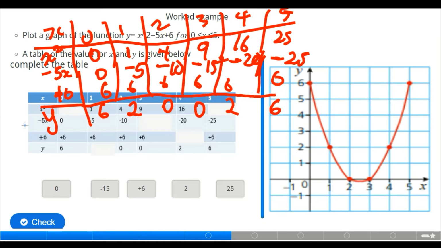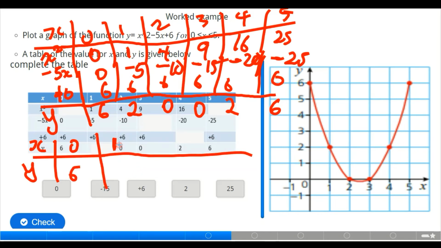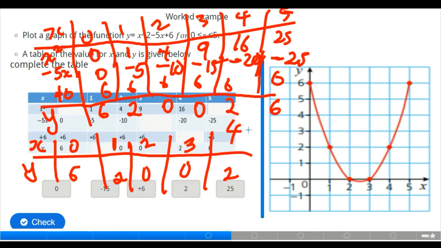So for this table now, we have a value of y and x. So y and x. So when x is 0, look at this graph, y is 6, so we have it plotted. When x is 1, what is y? Y is 2. So when x is 2, y is 0. When x is 3, y is 0. When x is 4, y is 2. And when x is 5, y is 6.